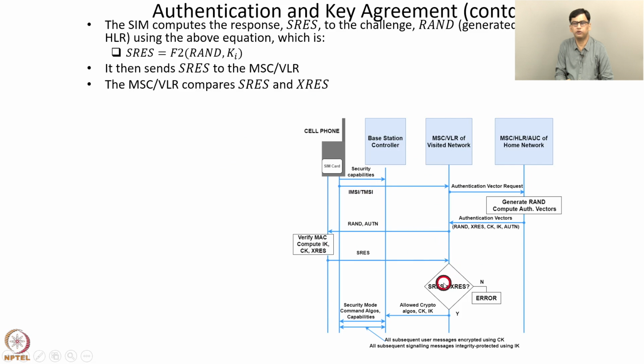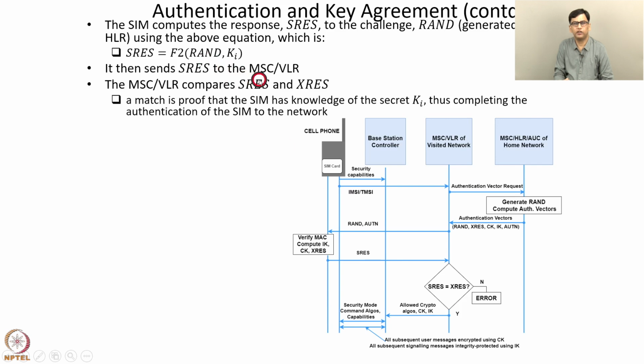Then this decision box shows that the MSC VLR compares SRES and XRES. If they are not equal, then it means that the authentication of the SIM card has failed. So that is shown by this arrow. It's an error, so the MSC VLR aborts the authentication process. If SRES equals XRES, then the SIM has successfully authenticated itself to the network. So a match is proof that the SIM has knowledge of the secret KI, thus completing the authentication of the SIM to the network. To summarize, the MAC in the AUTN was used to authenticate the network to the SIM, and this matching of SRES to XRES is used to authenticate the SIM to the network.